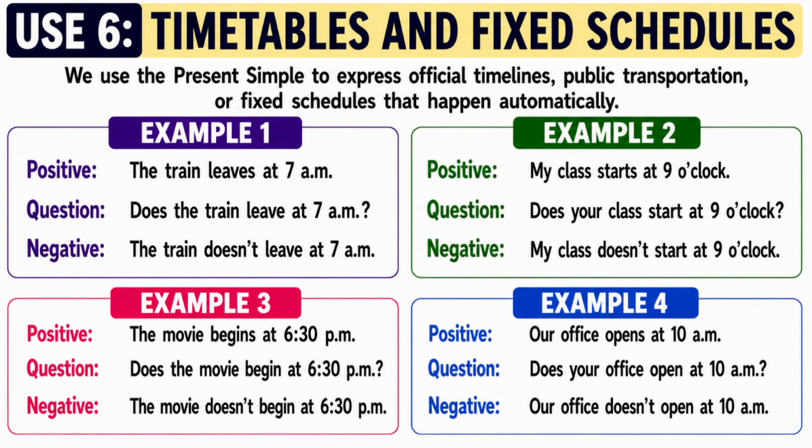The sixth use is timetables and fixed schedules. We use the present simple to express official timelines, public transportation, or fixed schedules that happen automatically. Example 1. Positive. The train leaves at 7 a.m. Question. Does the train leave at 7 a.m.? Negative. The train doesn't leave at 7 a.m. Notice that after does, leaves becomes leave.